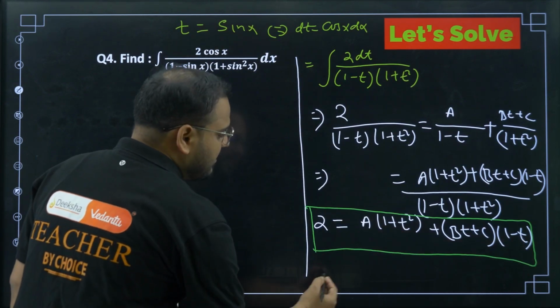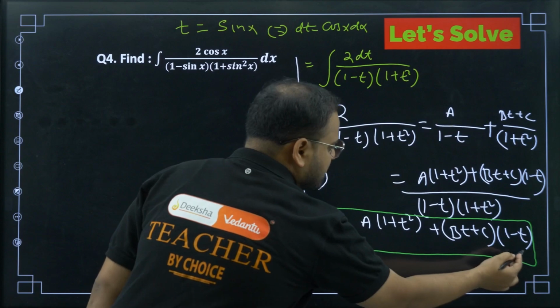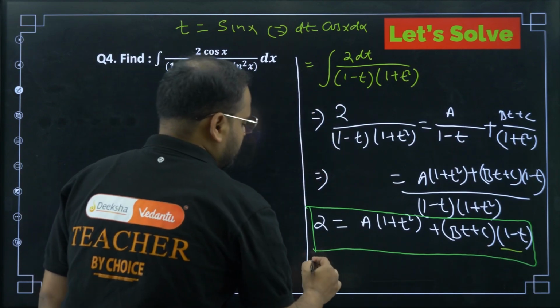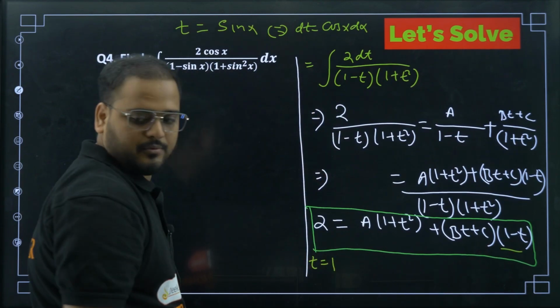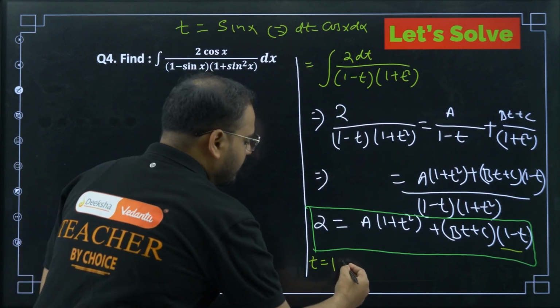I'm putting the t value as 1. I can write here t equals 1 I'm putting. If I do that, what am I going to get? Please check for this equation.